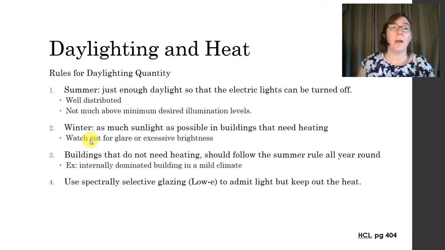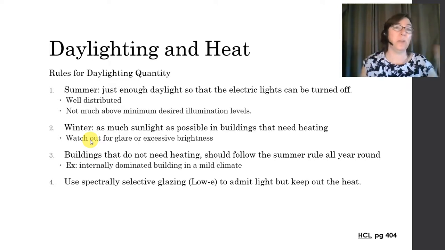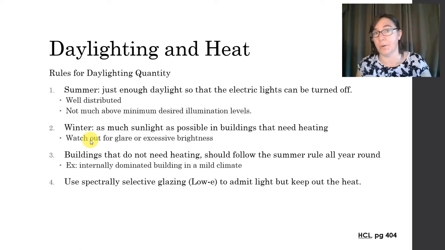So there's a couple of rules, or guidelines, for how much daylighting you should provide to your space. Let's start out with the rule for summer. You want to provide only just enough daylight so that your electric lights can be turned off, not very much above the minimum desired illumination levels. Don't provide too much. You also want it well distributed. You don't want any hot spots and dark corners.